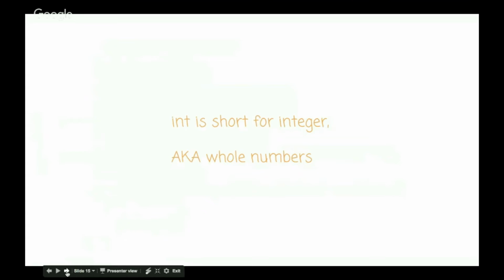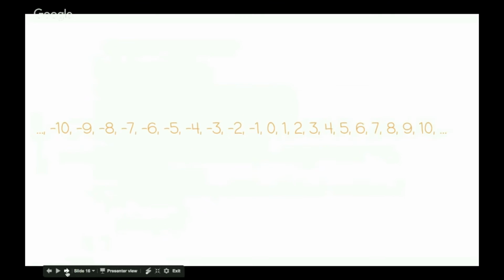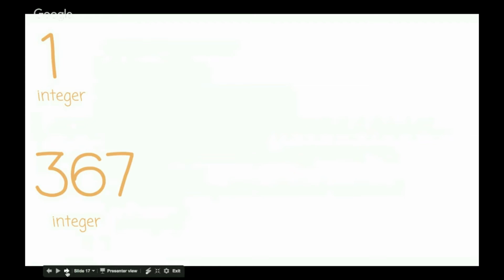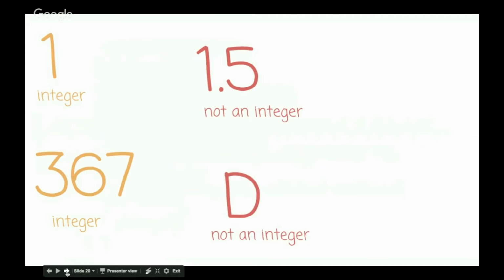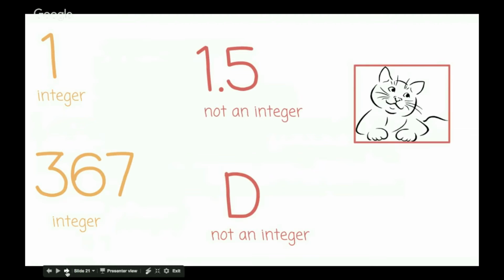These are all integers: -10, -4, 3, 4, 5, 6, 7, 8, 9, and 10 are all integers. 1 is an integer. 367 is an integer. 1.5 is not an integer. The letter D is also not an integer. A cat is also not an integer.